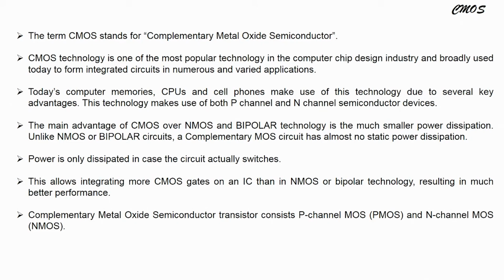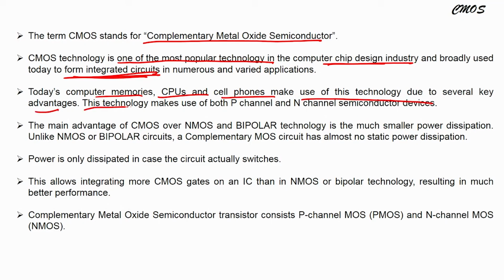CMOS stands for complementary metal oxide semiconductor. CMOS technology is one of the most popular technologies in the computer chip design industry and is broadly used today to form integrated circuits. Whenever you see any integrated circuits, in most cases you will find CMOS. Today's computer memories, CPUs, and cell phones make use of this technology due to several key advantages. This technology makes use of both P and N channel semiconductor devices. When you connect P channel and N channel MOSFETs, you get complementary metal oxide semiconductor.